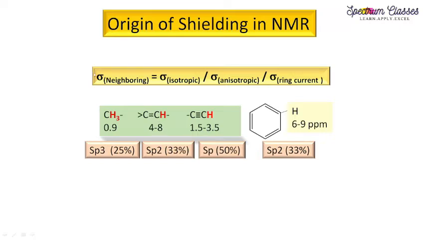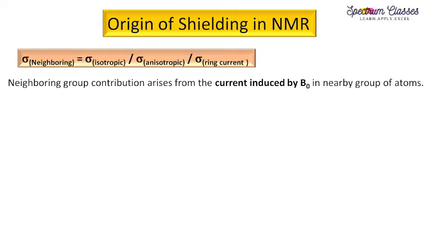So that is why we are going to discuss this neighboring group effect. In this video, I am going to discuss the neighboring group effect with respect to this C triple bond CH. Here H is the proton on which we are going to see the effect of HC triple bond C. So let's start with the explanation. That is why sigma neighboring is important. The neighboring group contribution arises from the current induced by B naught. You may find this statement difficult to understand here, but please keep watching this video to understand this statement as well as the sigma neighboring effect.